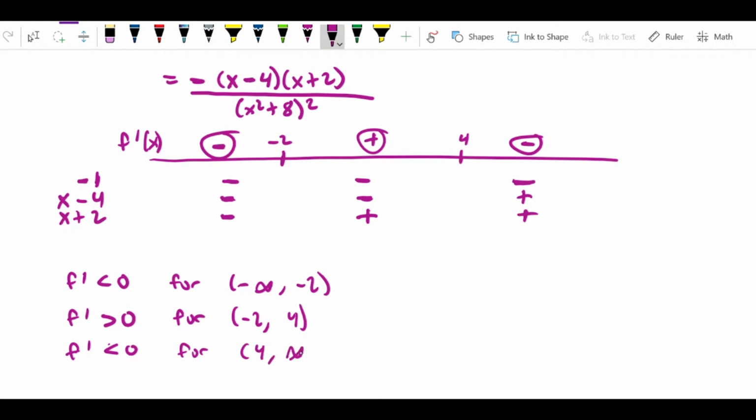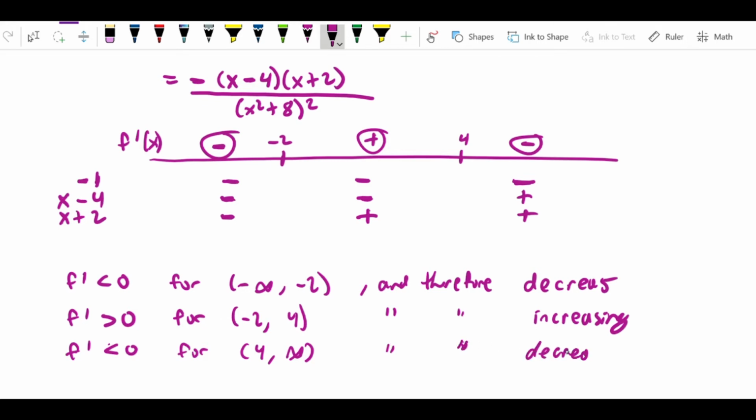So we can conclude that because f prime is less than 0 in this first interval, the function is decreasing on that interval, that it's increasing on this interval here because f prime is positive, and that it is decreasing on the interval from 4 to infinity because f prime is negative there. So that's the answer.